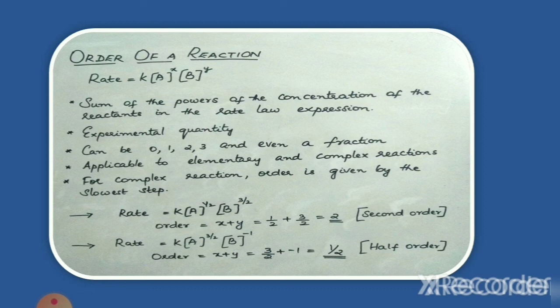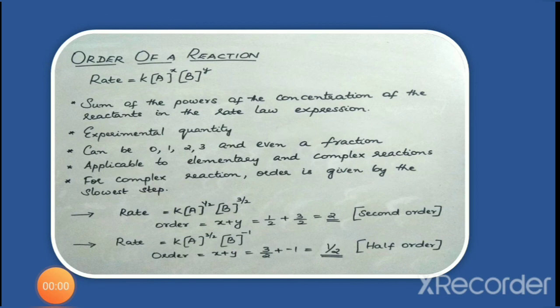Order of a reaction is applicable to both elementary and complex reactions. Elementary reaction is a reaction which takes place in a single step. For complex reaction, order is given by the slowest step. If a reaction takes place in more than one step, that is for a complex reaction, the overall order of the reaction is given by the slowest step.